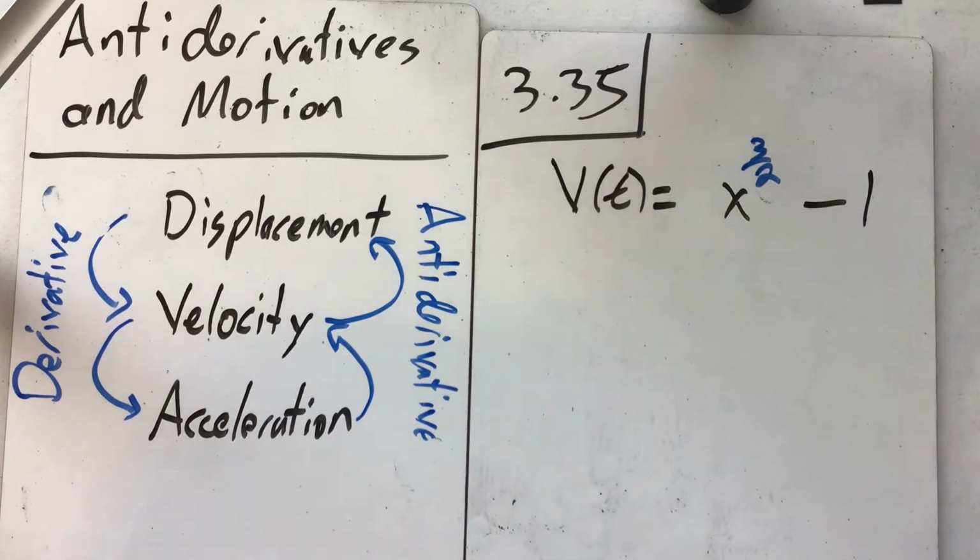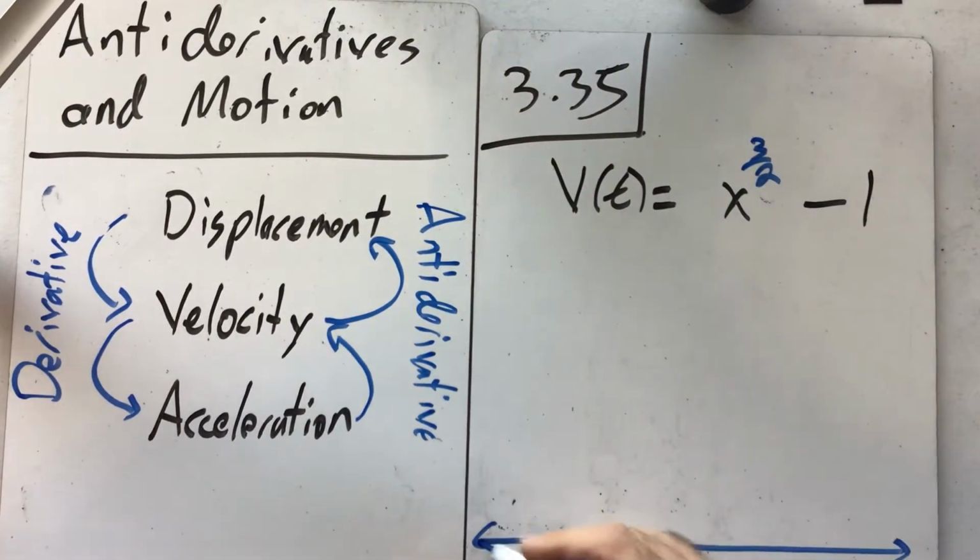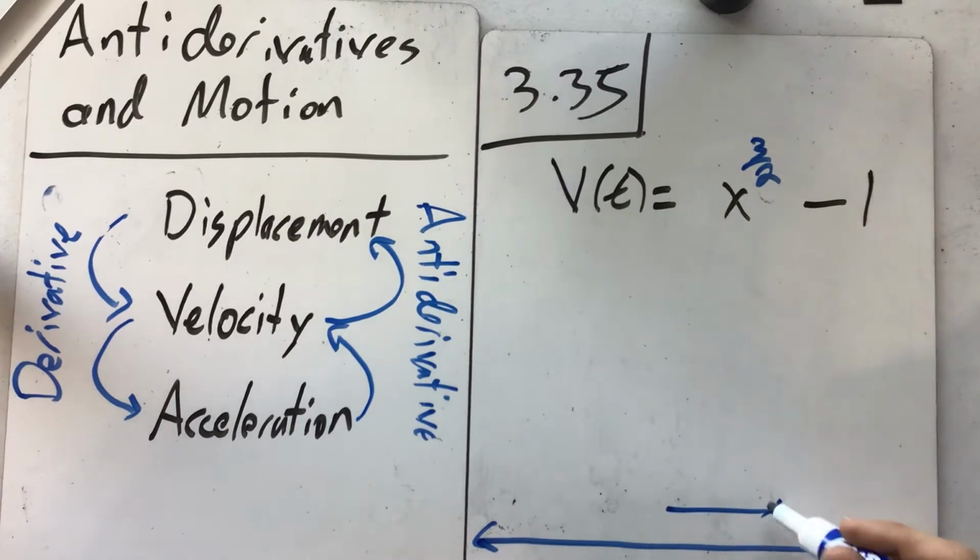Now, what I'm going to do is think about this object moving in a line. So I have some sort of line here. And we know that its velocity is always given by that equation. But what we don't know is where it's at. So the question is, where is it 4 seconds later?